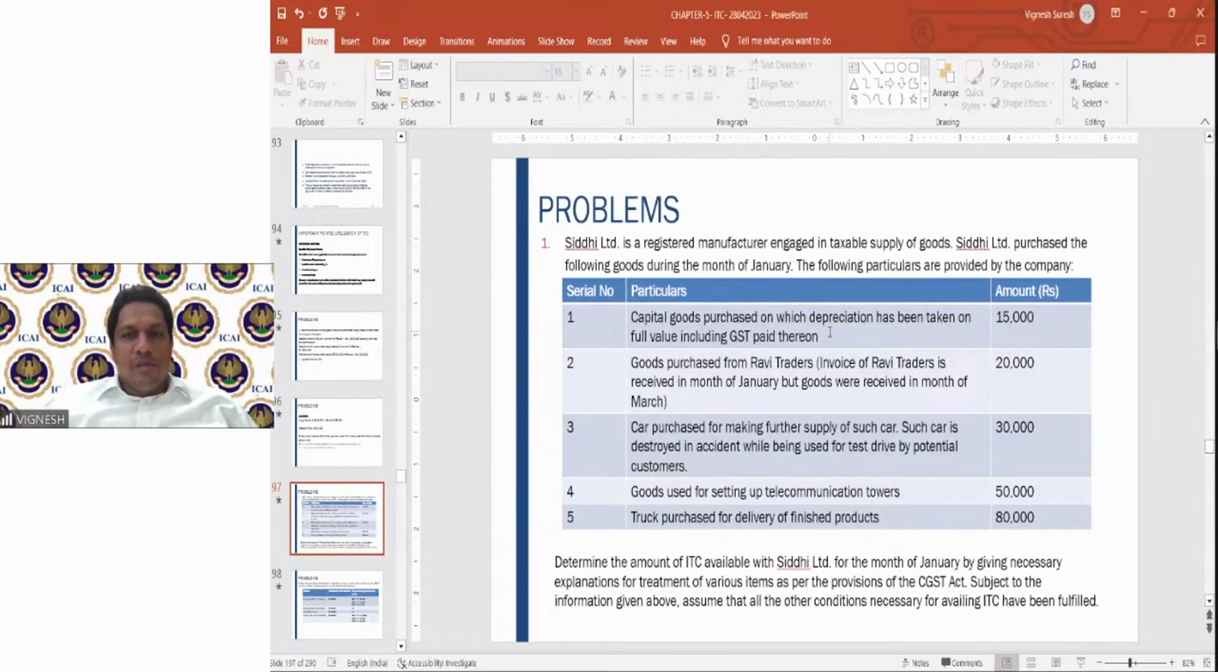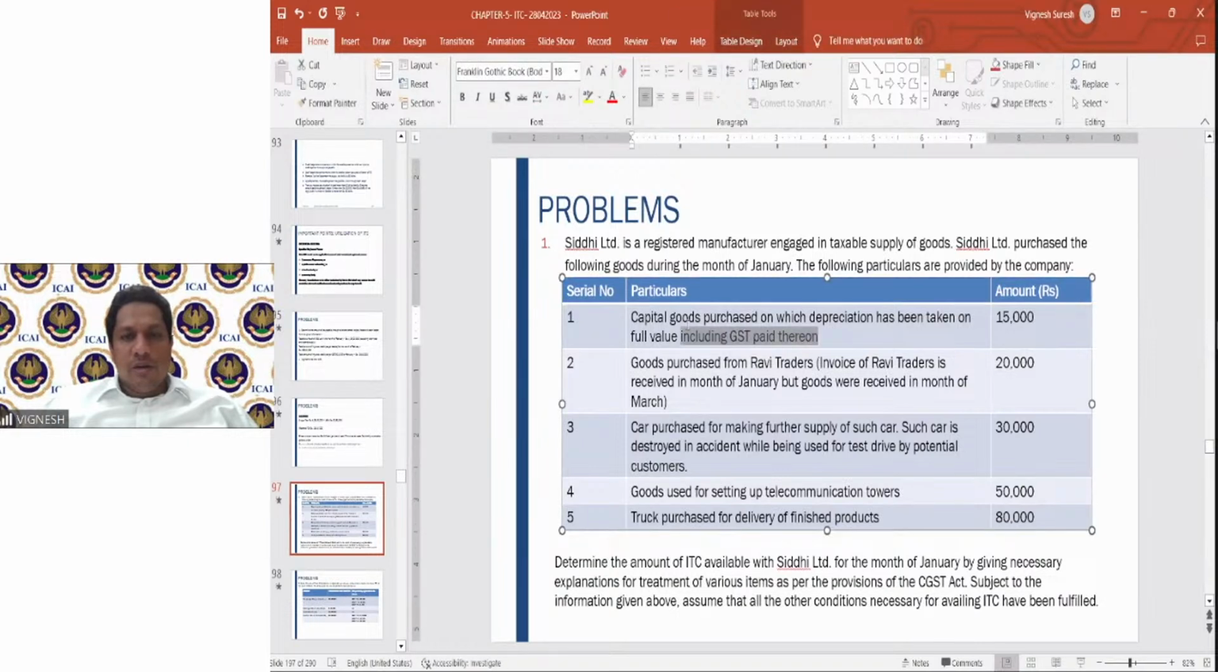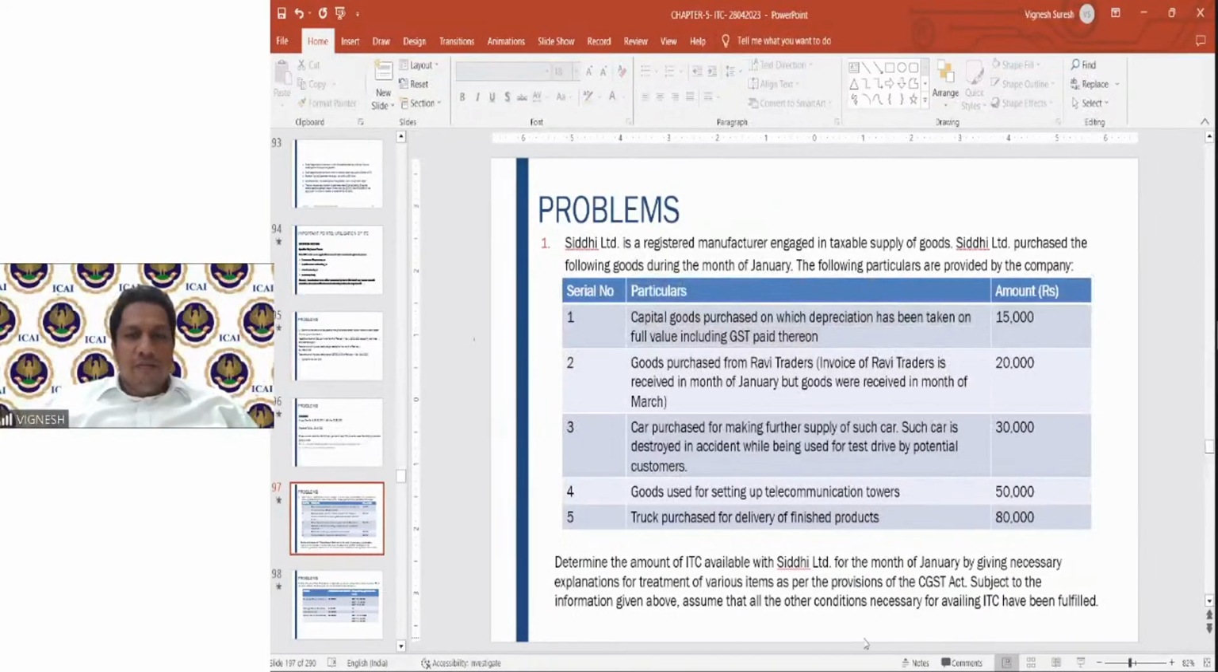Capital goods purchased on which depreciation has been taken on full value, including GST paid thereon, 15,000. Whether we can claim the credit or not.